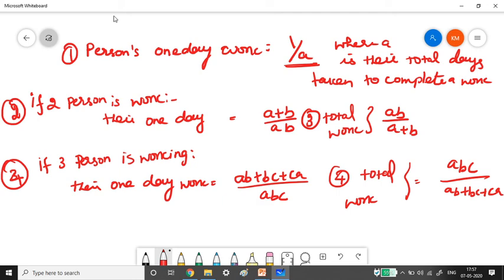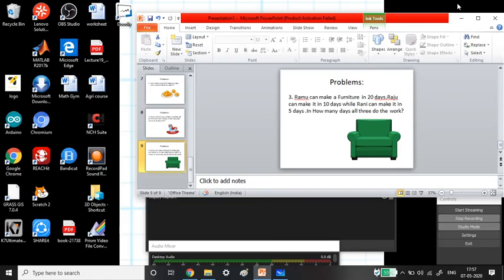I have shown you why we are using this formula, and I have also shown you an example. I guess you have understood this concept pretty well. In the next video I'll be coming up with a new subtopic in time and work.